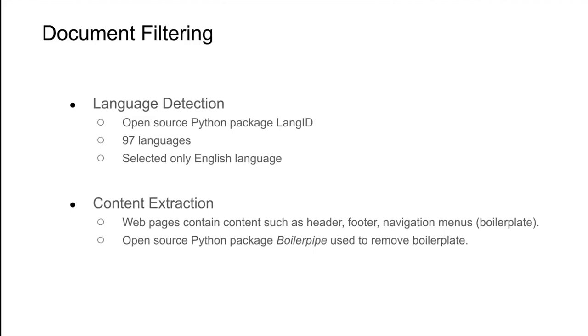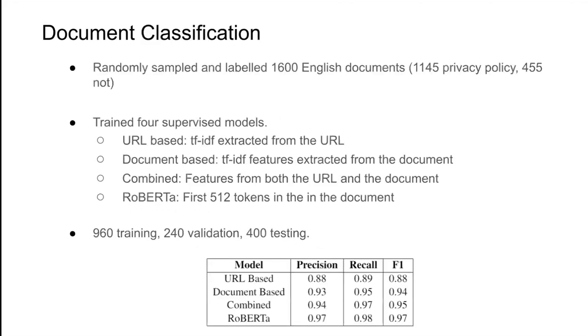For the document filtering step, we used open source packages, especially for the language detection step. We used this Python package called langID and selected only English language documents. Then we used boilerplate, which extracts the content on HTML pages by removing things like the header, footer, and navigation menus. And so we applied this on the crawled policies.